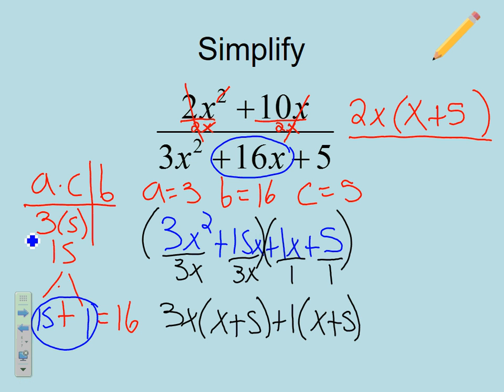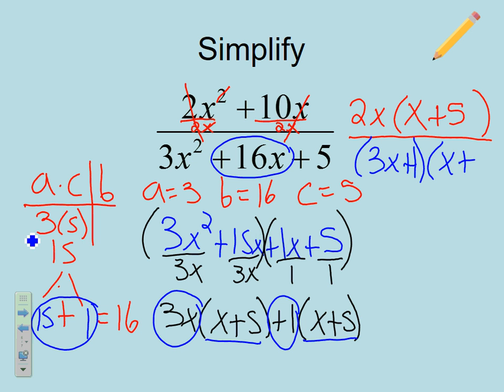Now I'm going to put that on the bottom. My answer, I'm going to have 3x plus 1. And my other one, these are the same. So I'm going to have my x plus 5.